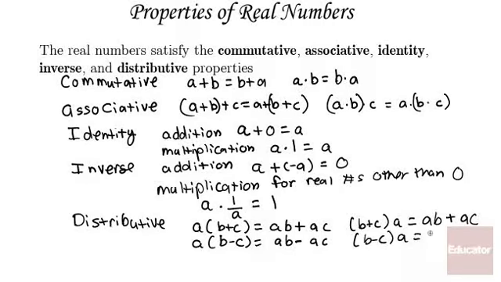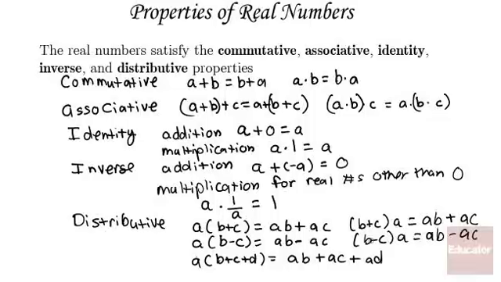And finally, recall that this property can be applied to several numbers. So you can have more than 2 numbers in the parentheses. This could be a times (b plus c plus d), and then you just multiply each one out: ab plus ac plus ad. And again, this is something we're going to be using a lot throughout the course.